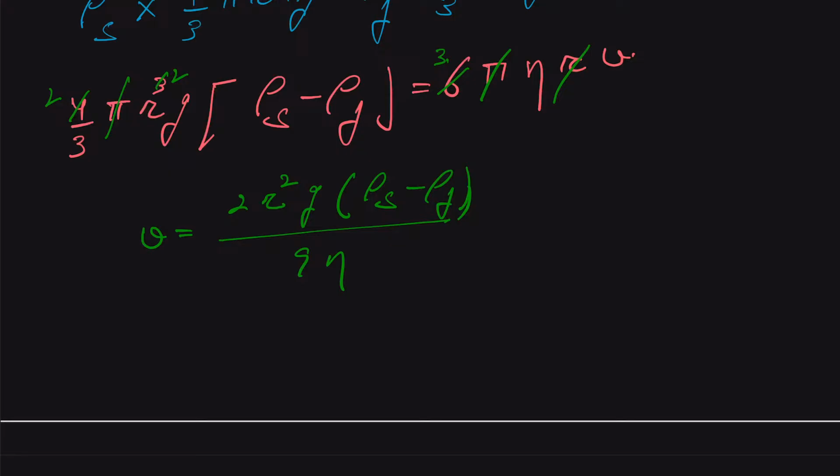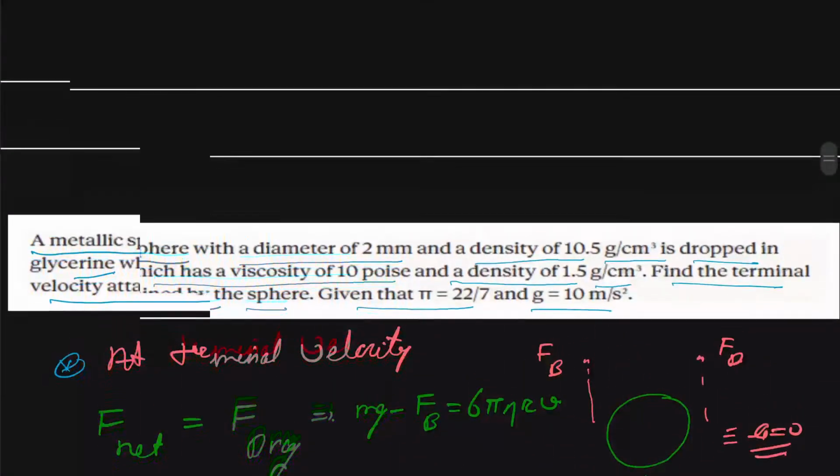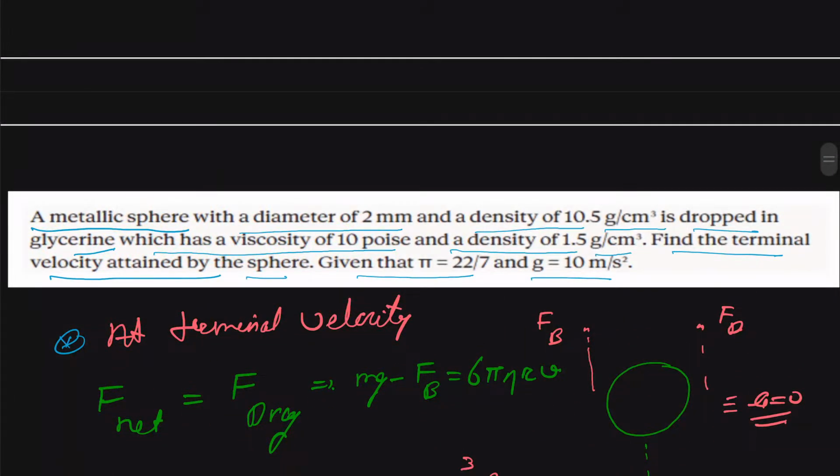And all the values are known to us or given to us. So this comes as 2 times (0.1 cm) whole square, and the densities are given as 10.5 and 1.5.